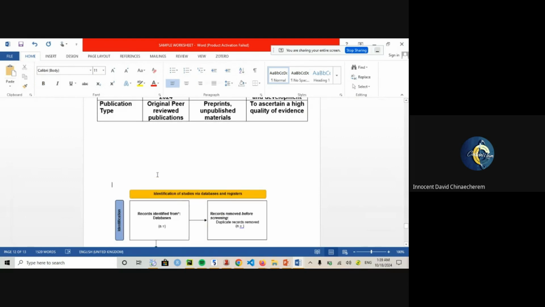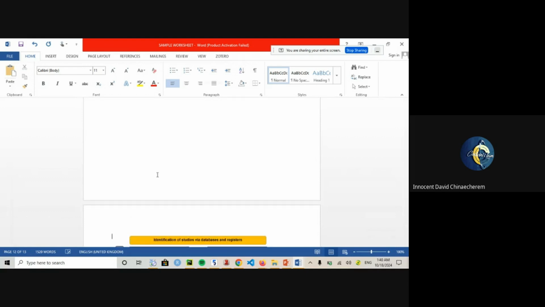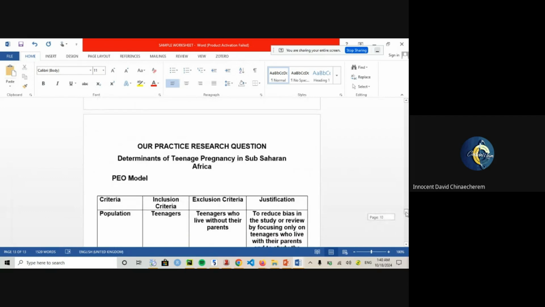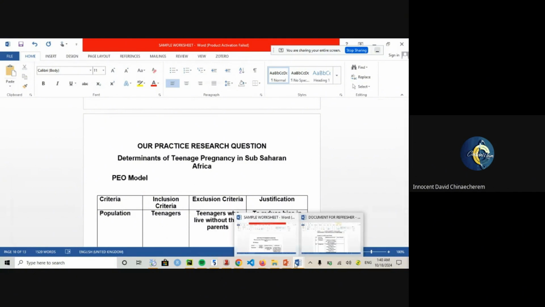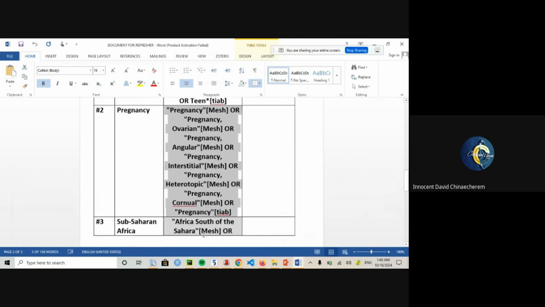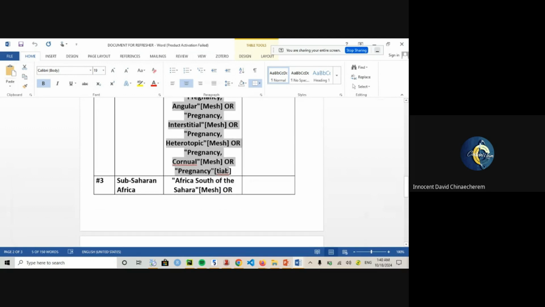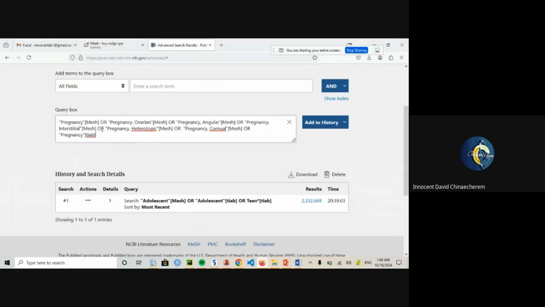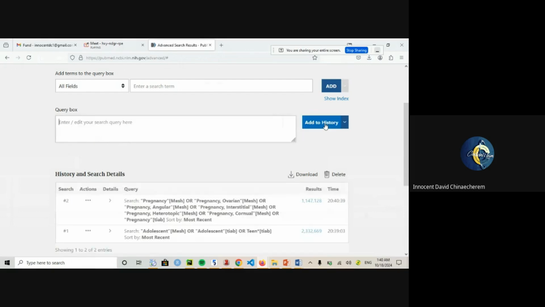So quickly, I'm just going to jump down here. Cool, we're good to go. What we are doing now is putting in all the search terms so we can get the results and quickly start our screening. I've put that in for the first one, teenage. I'm going to take the second one. So I'm going to quickly come here and hover around here. I'll add to history. That's my second hit. So I'll move to the third one.